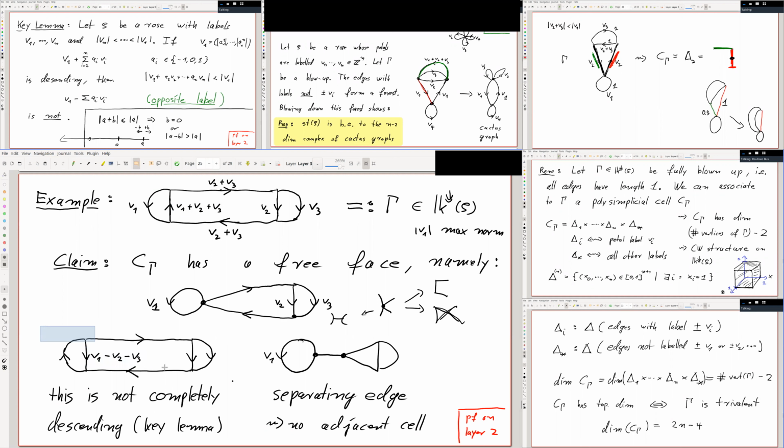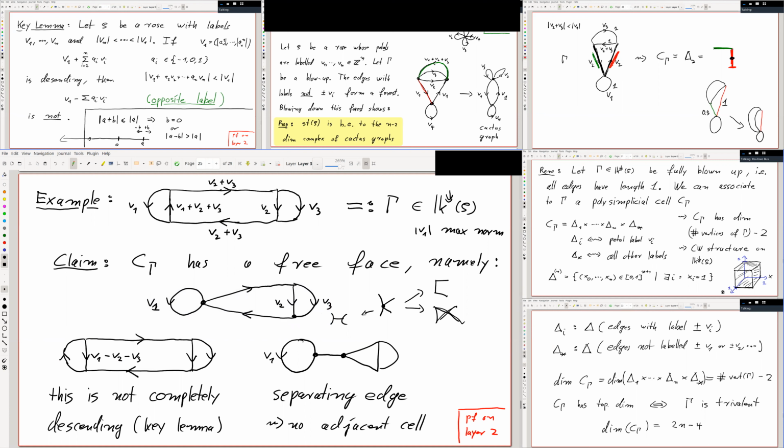So even though this picture is a perfectly fine picture and it parameterizes something, it's not parameterizing a cell in the completely descending link because the edge label is not descending. So that is why, of the 3 blow-ups of this graph, only 1 parameterizes a cell in the completely descending link. And this cell therefore has a free face indexed by this graph. So this is how you identify free faces, how you see free faces.